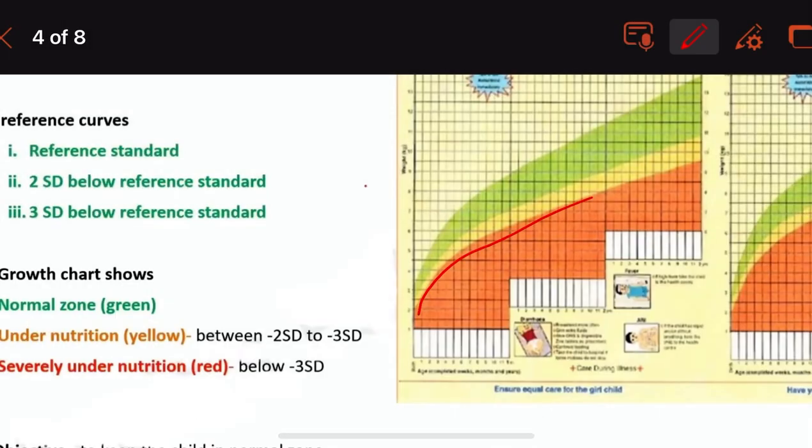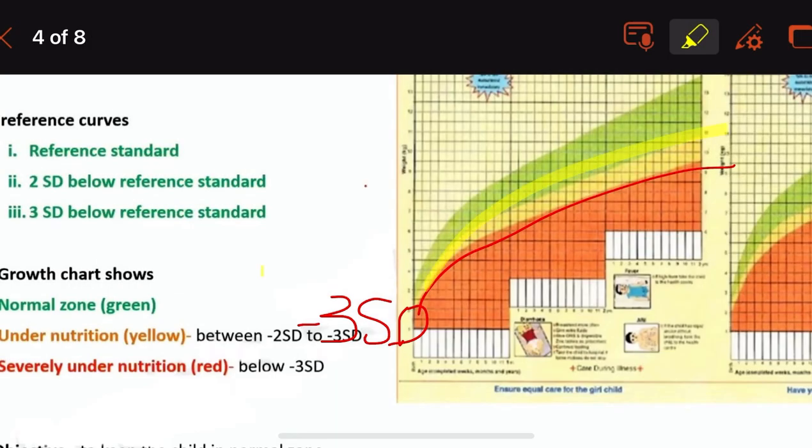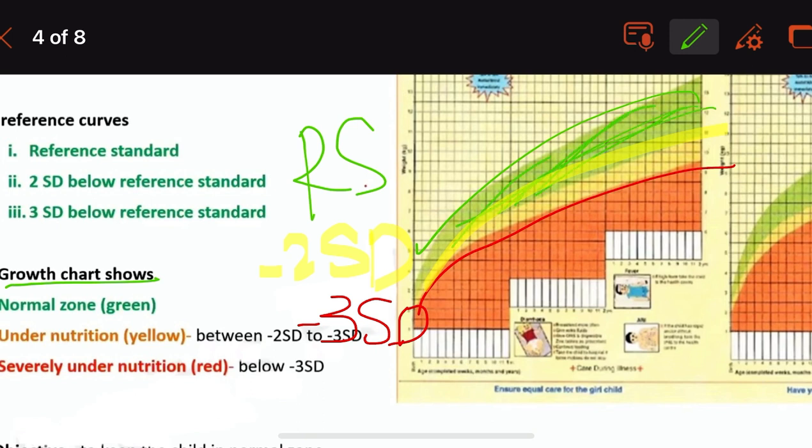Red is minus 3 SD, yellow is minus 2 SD, and green is the reference standard. The growth chart will show the normal zone. This green color that we see here is the normal zone.